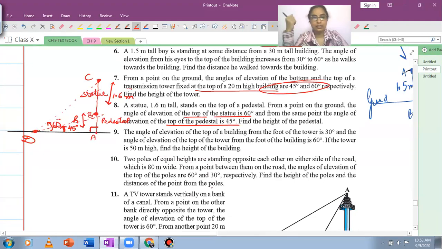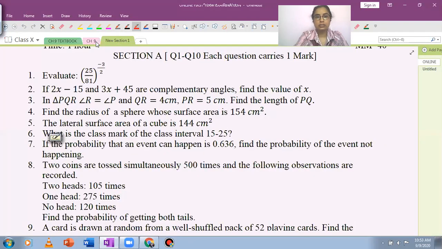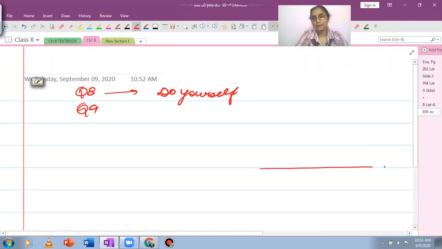There is a tower and a building, which means there are two vertical objects. The observation is of the top of the building from the foot of the tower. Once standing at the base of the tower, the top of the building is observed, and the second time standing at the bottom of the building, the top of the tower is observed. You have to find out how high the building is. You have been given the height of the tower. So let this be the ground and then there is this tower and then there is a building.